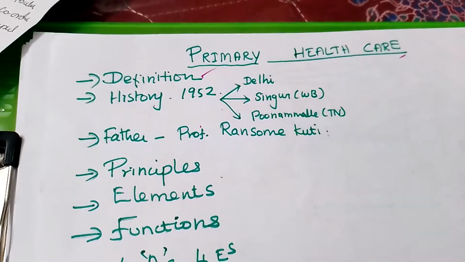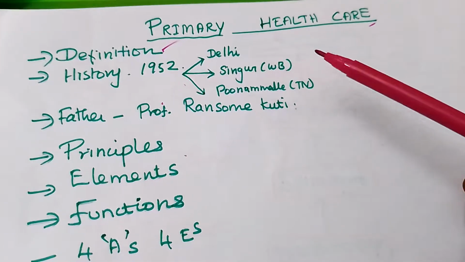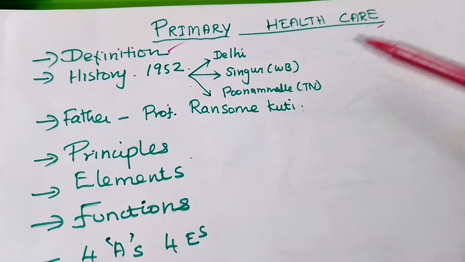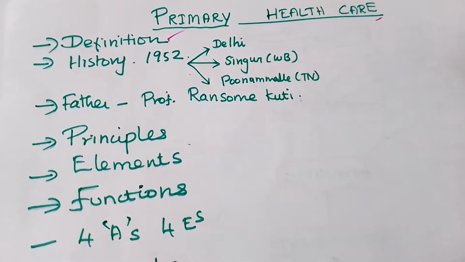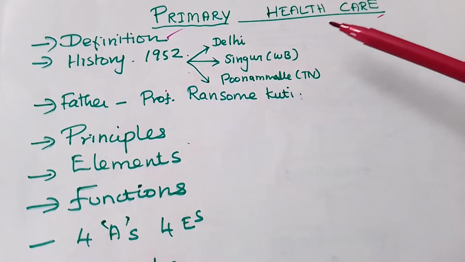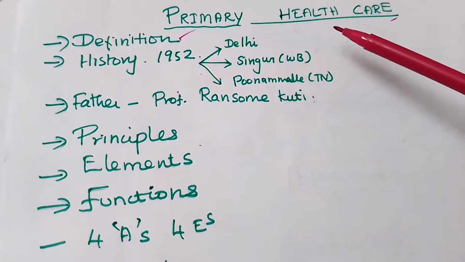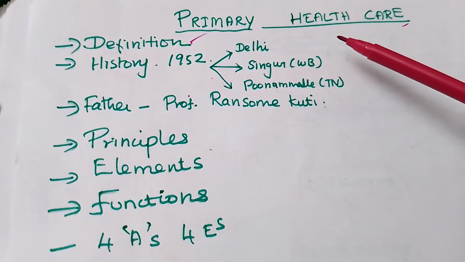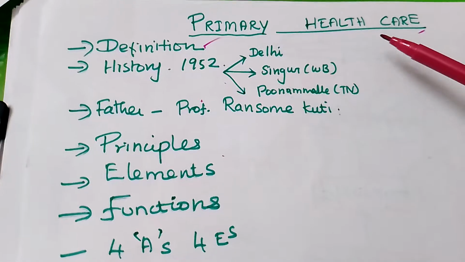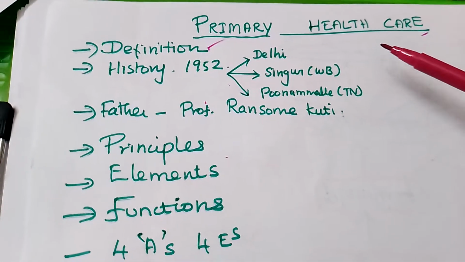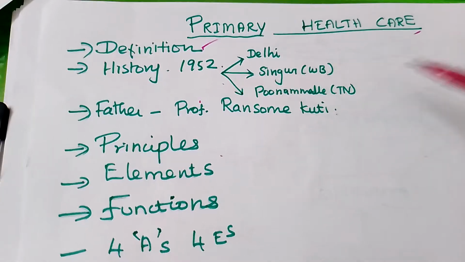Let us see the definition of primary health care. You have to remember some keywords, and then you can easily remember the definition. Primary health care is health care universally accessible, acceptable to the individual, the family and the community, and at a cost which the country or the community can afford. Understand? That is called primary health care.